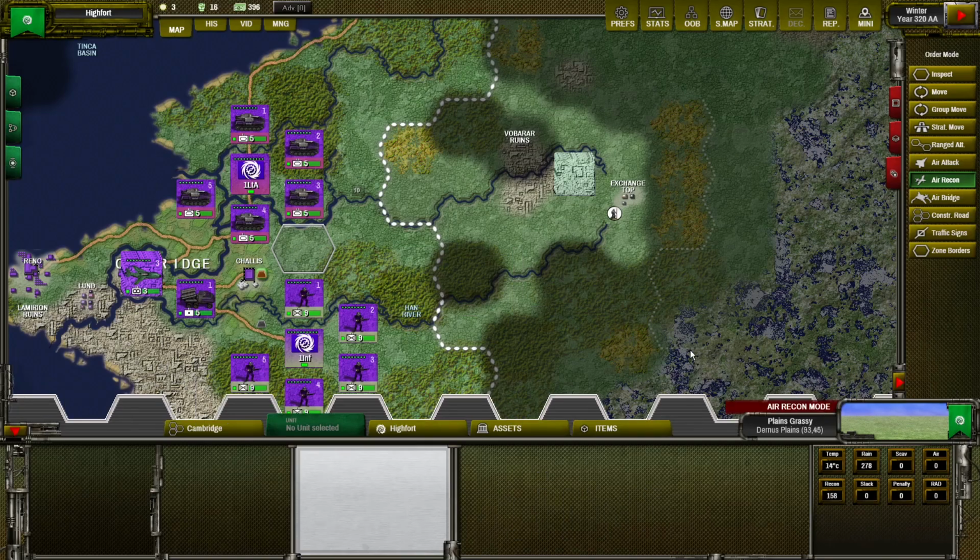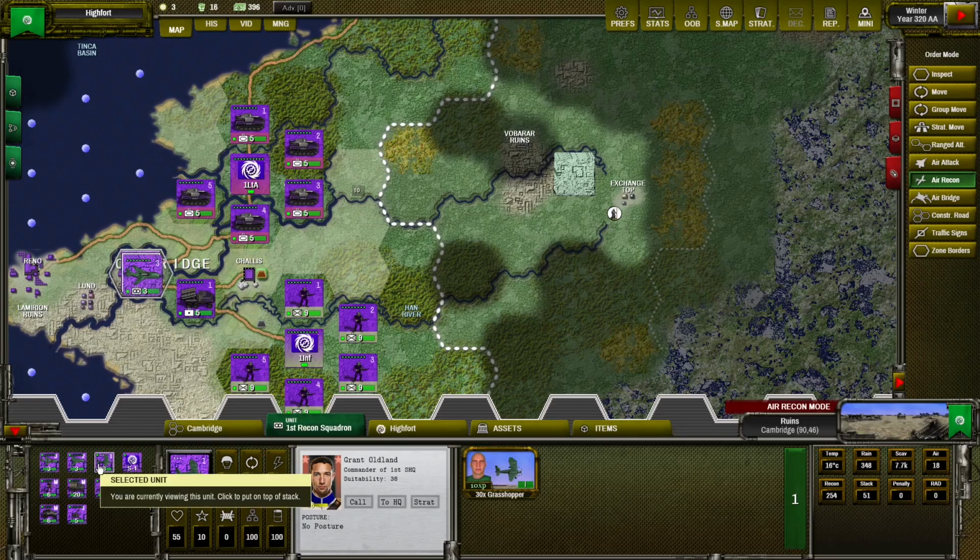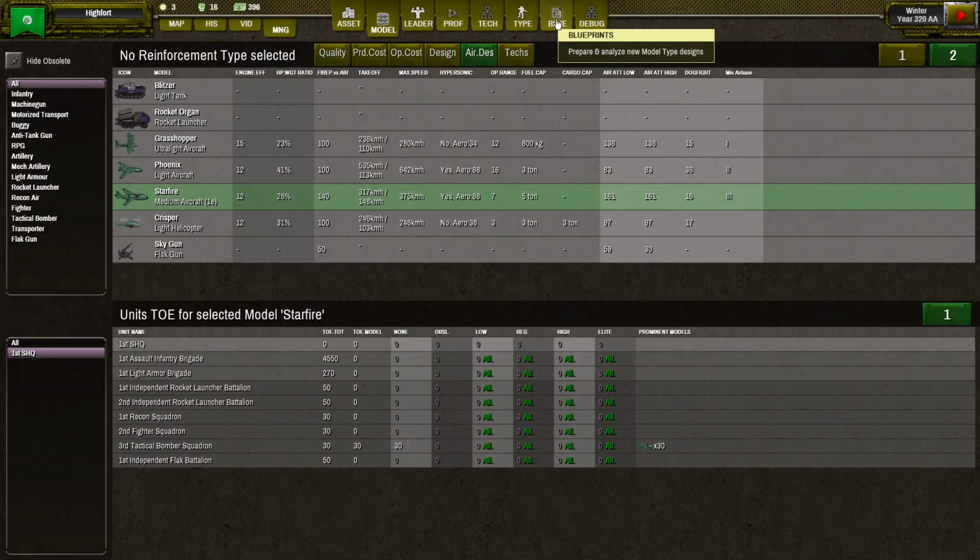So now we know how to execute the air recon mission using our recon aircraft. And let's try to design our own recon aircraft. So we go to Manage, Blueprints.